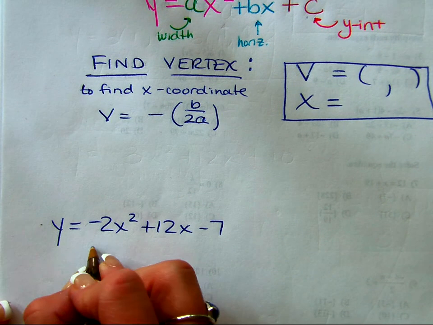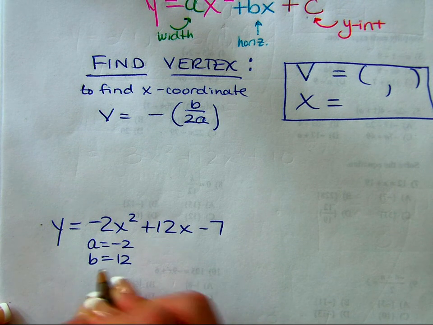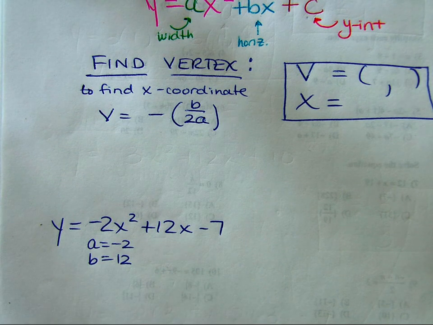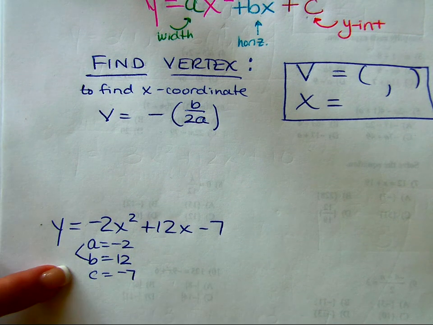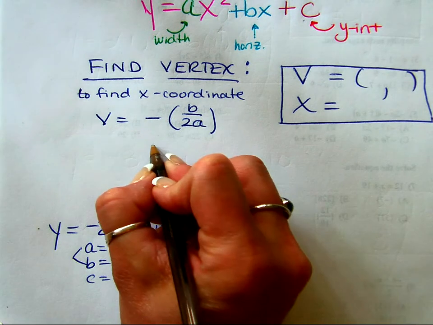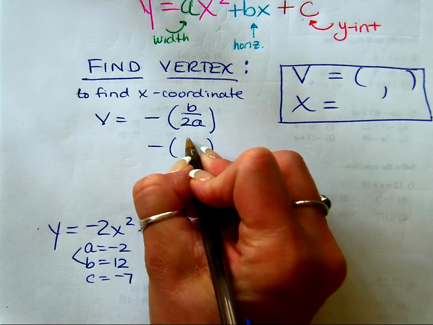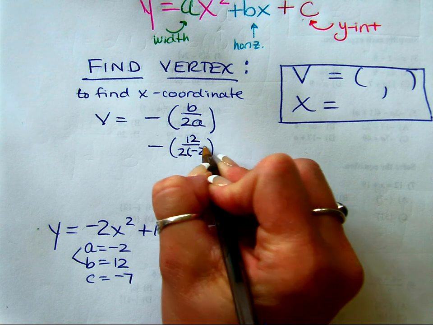So my A is -2, my B is 12, and my C is, I really don't care right now. I know it's -7, but I don't need it right now. All I want right now is my A and my B. So watch what I'm going to do to find this value. I'm going to take the opposite of whatever the B is over 2 times whatever the A is.